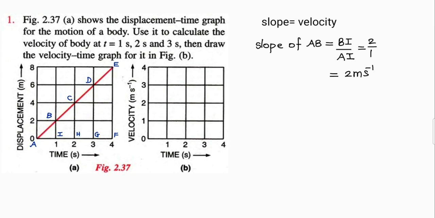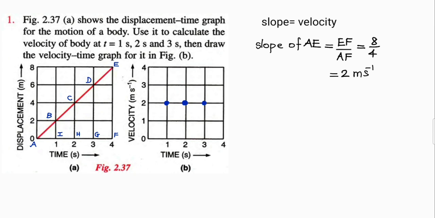Simultaneously, I am marking it on the graph which is given to you on the right hand side of the question. So I have marked over here. Now for slope of AC, that is for 2 seconds, it will be CH upon base AH, 4 by 2. Again, the answer is 2 meters per second. Let's mark it. Now for slope of AD, that is for 3 seconds, it will be height DG upon base AG, 6 upon 3, again 2 meters per second. We are going to mark this again on the graph paper.